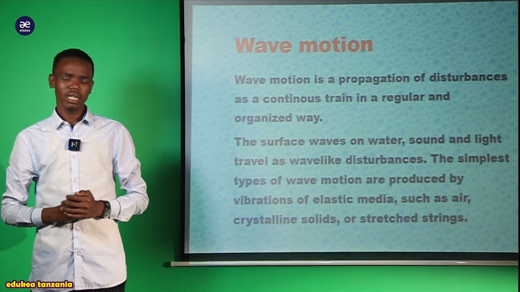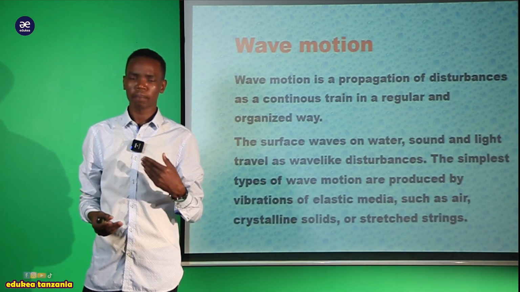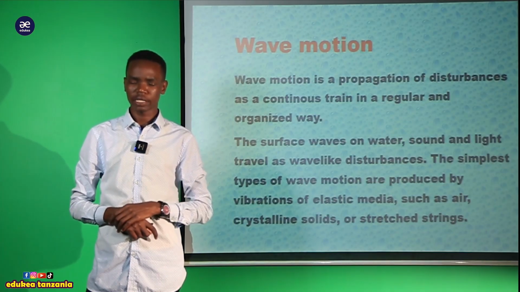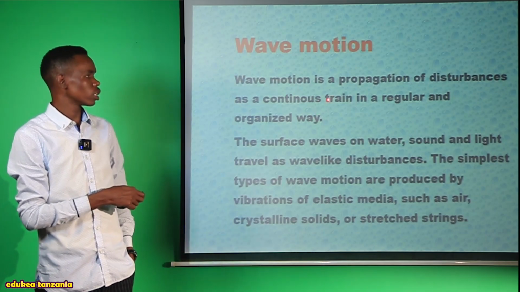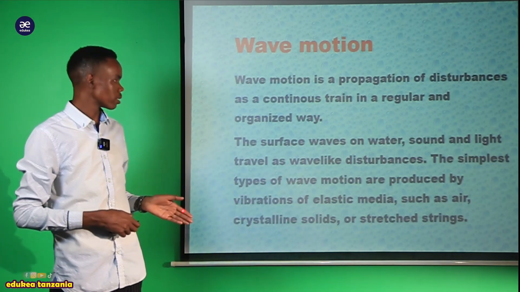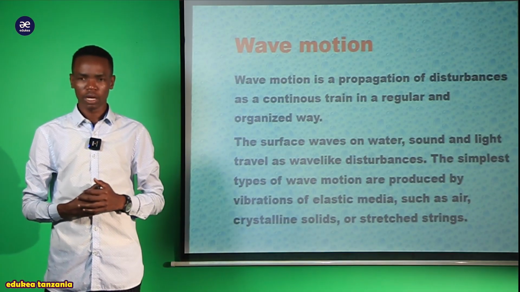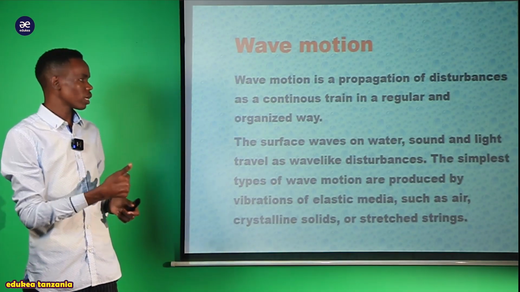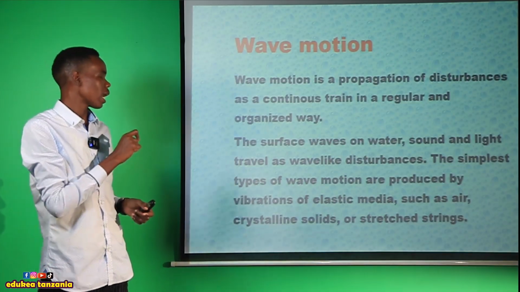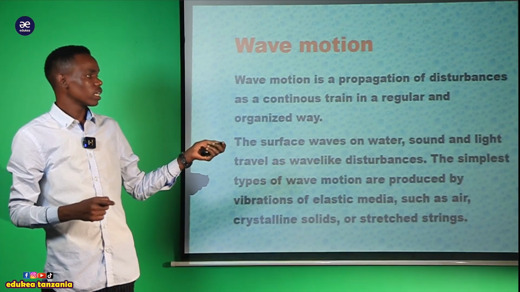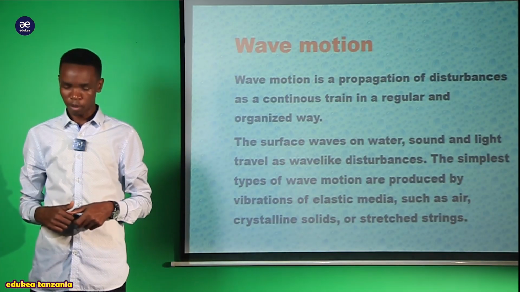So today, let us see wave motions. How does a wave propagate from one medium into another medium? We have been told that wave motion is the propagation of a disturbance as a continuous train in a regular and organized way. The propagation of a disturbance as a continuous train in a regular and organized way, we call wave motion.